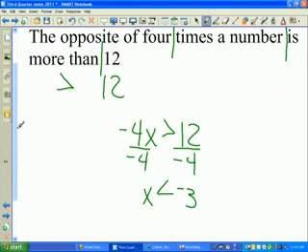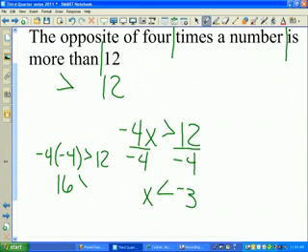So let's see if I can test it out. If I plugged in a 0, is 0 less than negative 3? Tried to fool you there. It's not less than negative 3. So what's next less than negative 3 is a negative 4. So if I plugged in a negative 4 for this x, I would get a positive 16. Now is 16 greater than 12 a true statement? Yes, it is. And I can continue on if I wanted to check again.